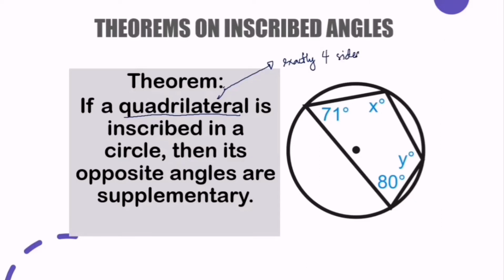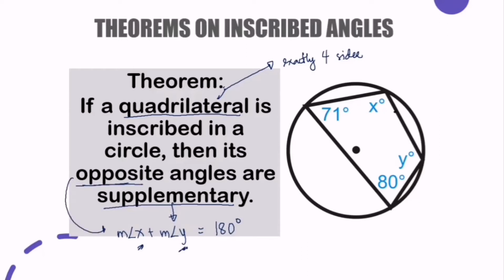So as you can notice, we have here a quadrilateral inside the circle. That's what inscribed means, inside. Then its opposite angles are supplementary. Once we say supplementary, we are pertaining to a pair of angles whose measure is 180 degrees. So when you add those two angles, they should form 180 degrees. Where will you get the values of those 2 angles? From the opposite angles.